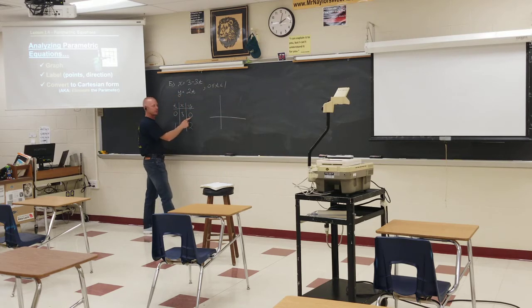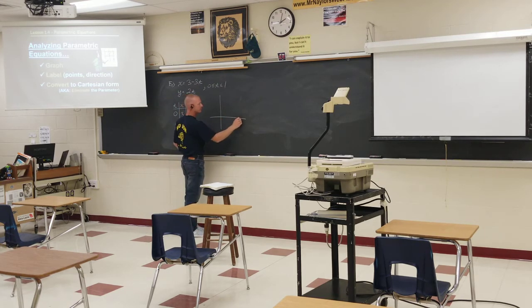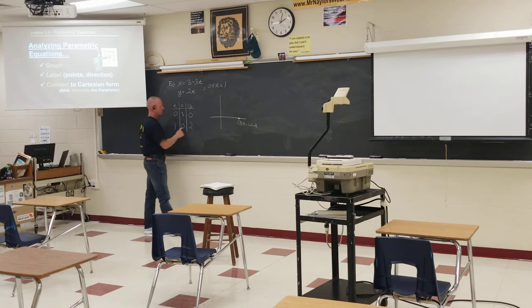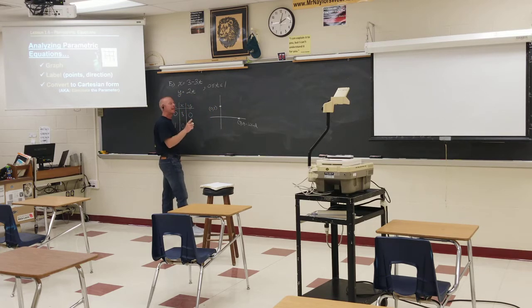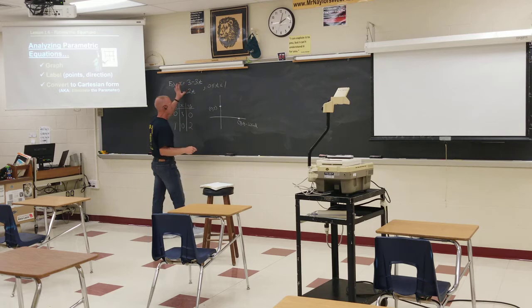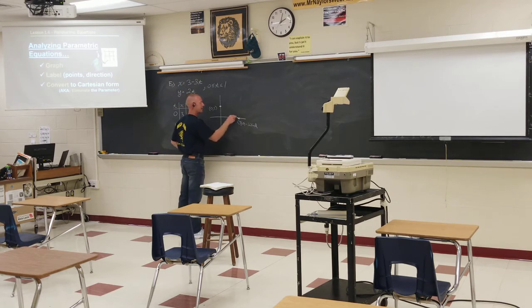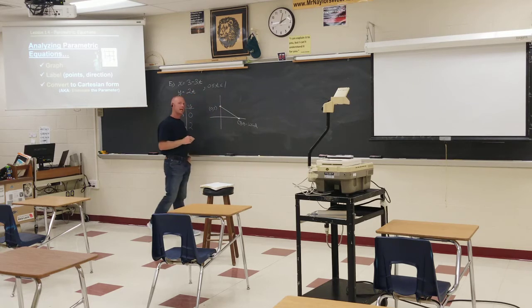3, 0 is my initial point. Label it. 0, 2 is my terminal point. Label it. Now, when you connect the dots, we've already talked about that prior knowledge says that this is linear. And so when I connect the dots, I'm able to draw a straight line.